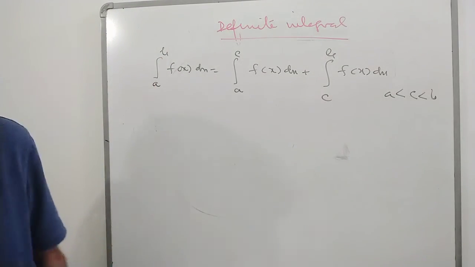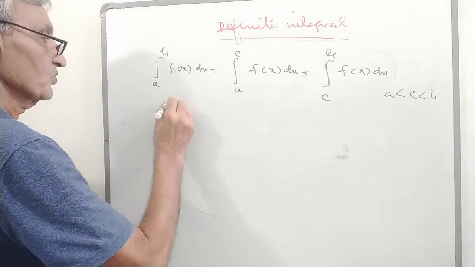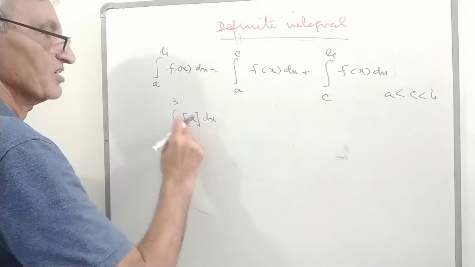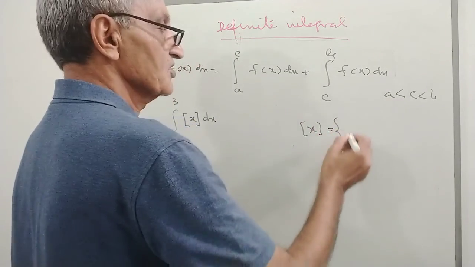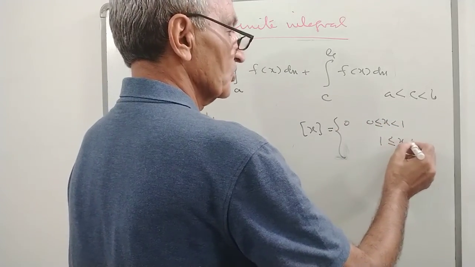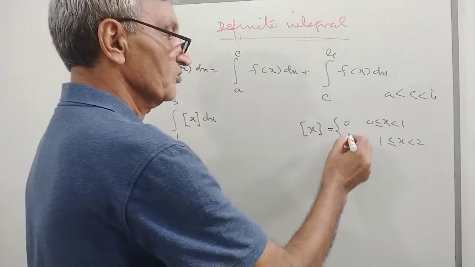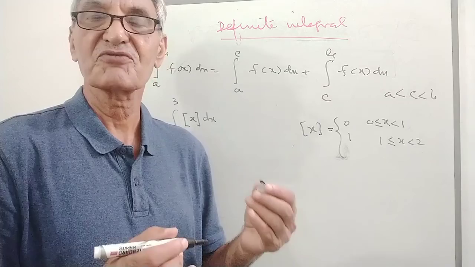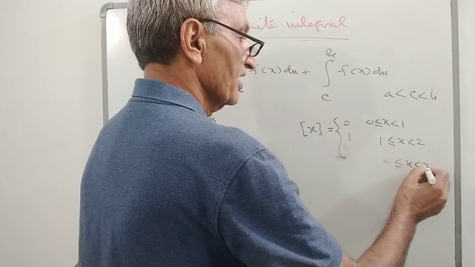So let me do one question. Suppose I have this question, the integral from 1 to 3 of the bracket function of x. What is the bracket function of x? It takes the value 0 if x lies between 0 and 1. If x lies between 1 and 2, it takes the value 1. This is the step function, the greatest integer function. It takes the greatest integer value, so between 2 and 3 it takes the value 2.